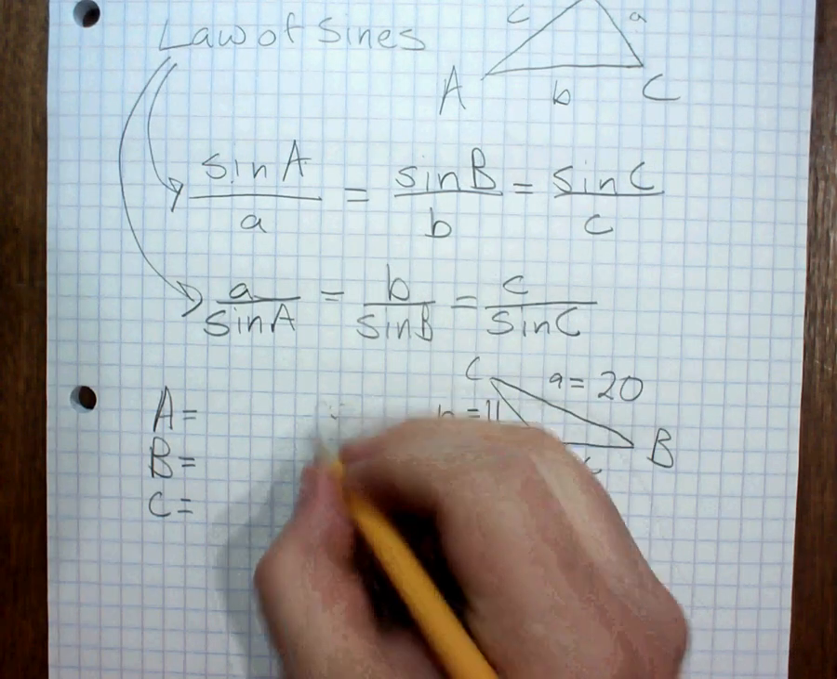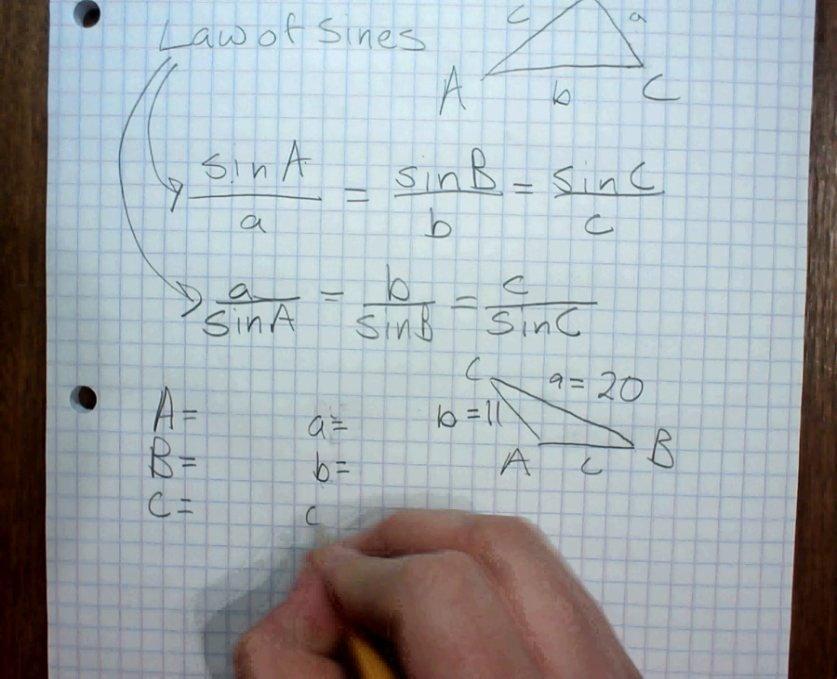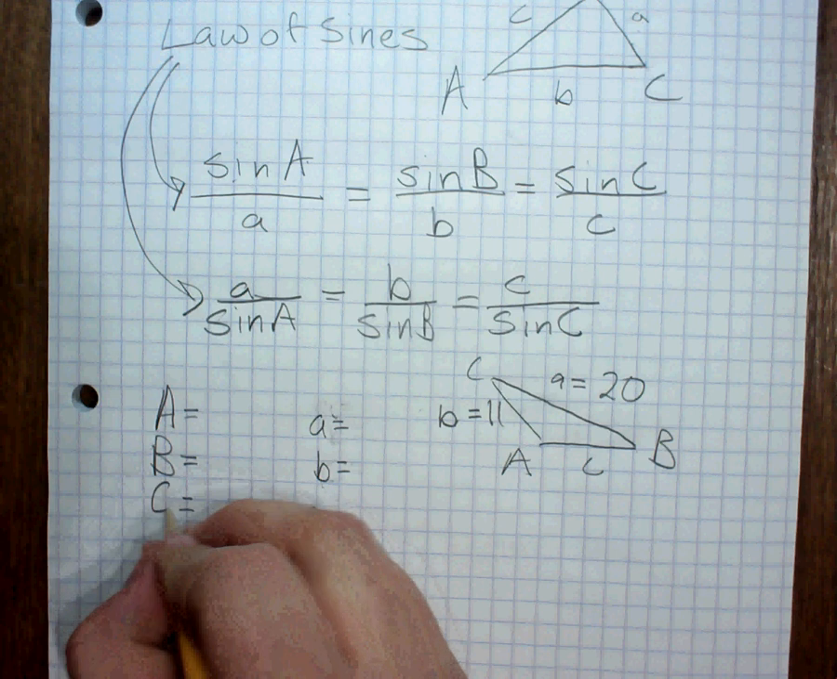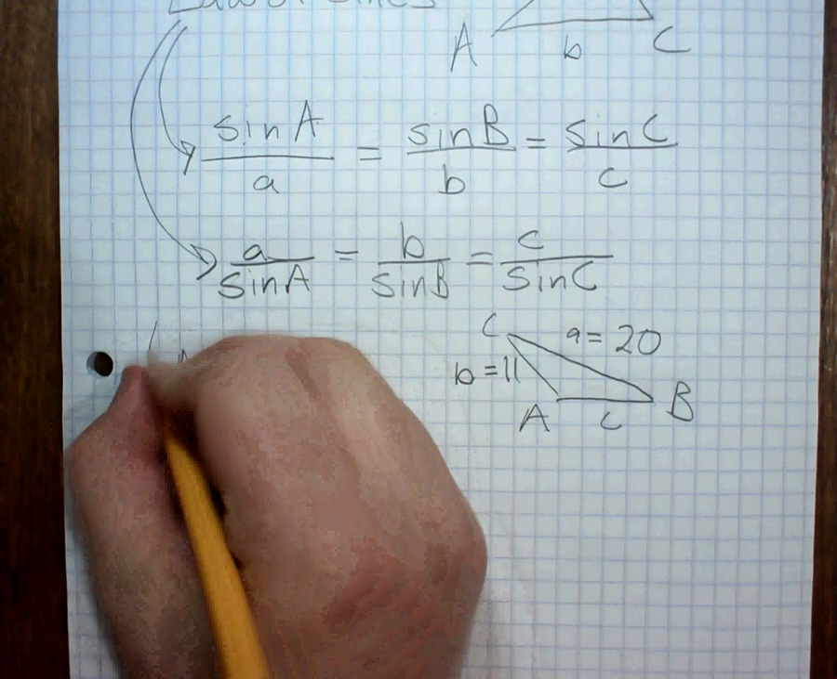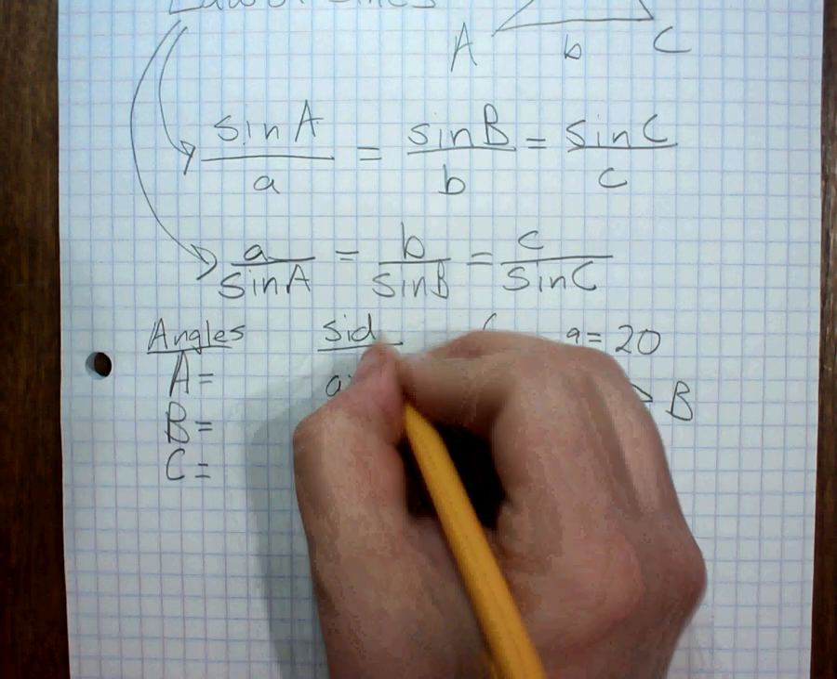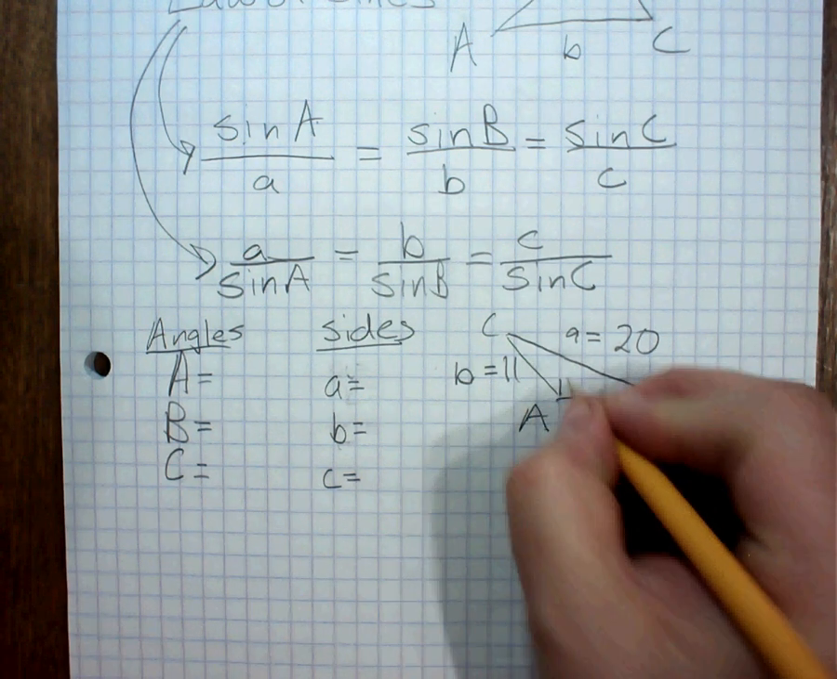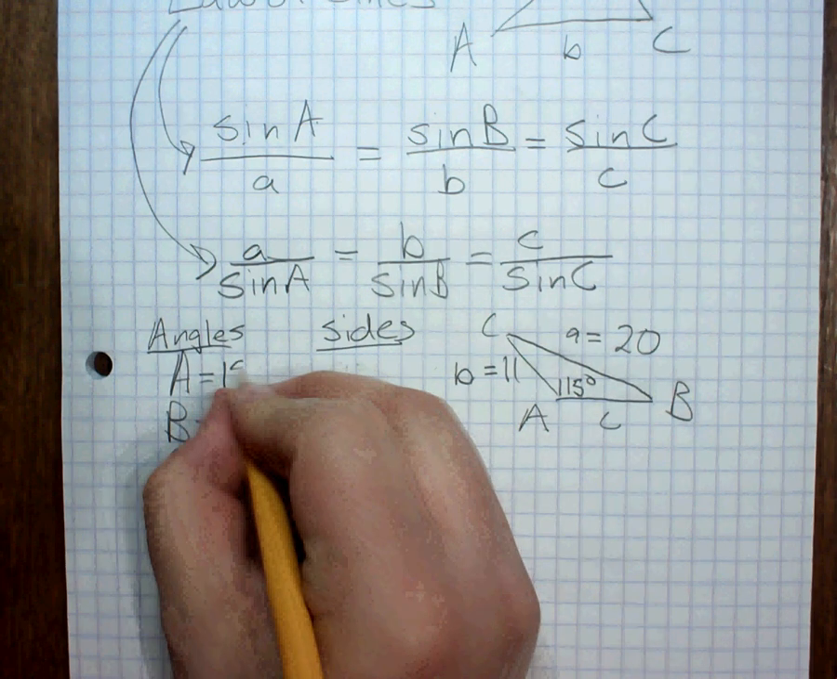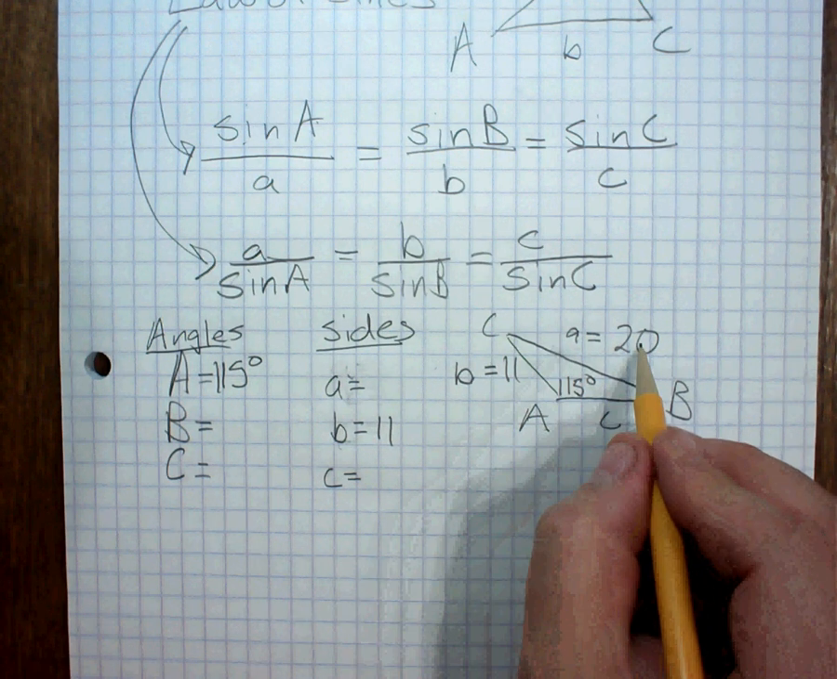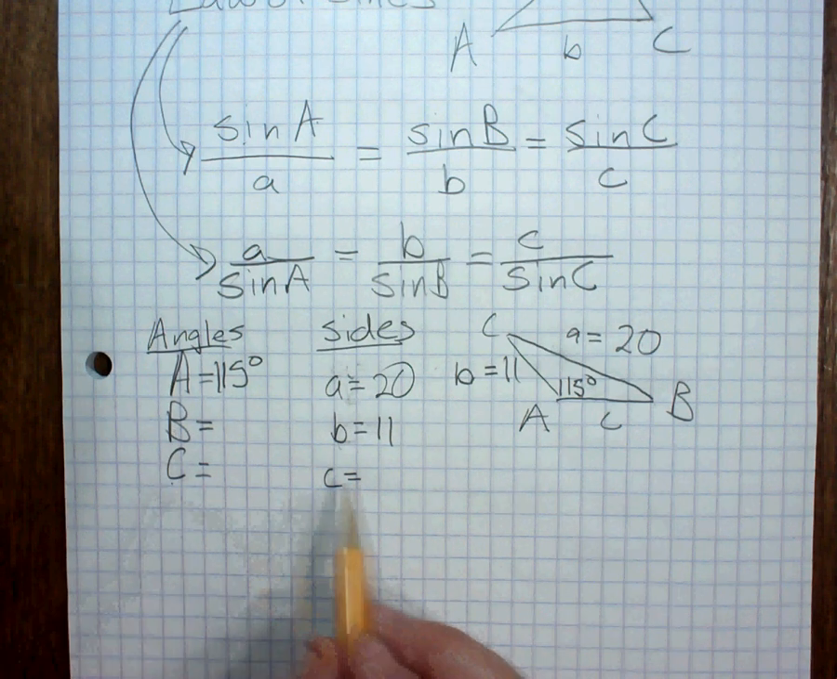So I'm going to say lowercase a, lowercase b, and lowercase c. Alright? And my capital C looks a lot like my lowercase c. So these are all the angles, and these are all the sides. Now I'm given some of this information. Actually, I forgot to write this down, but the angle A is 115 degrees. Lowercase b is 11, and lowercase a is 20. So I need to find capital B, capital C, lowercase c.